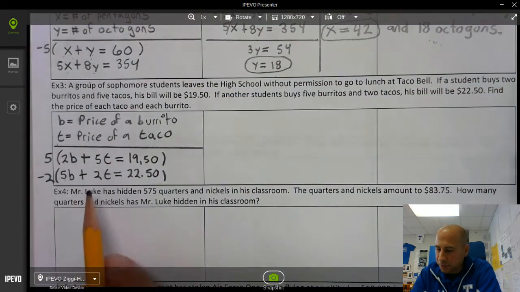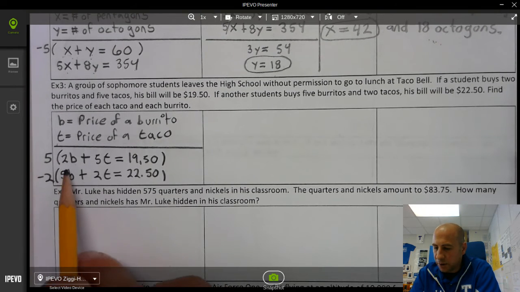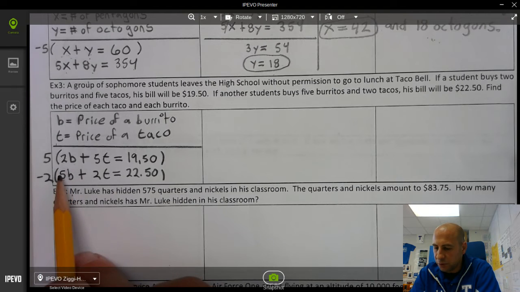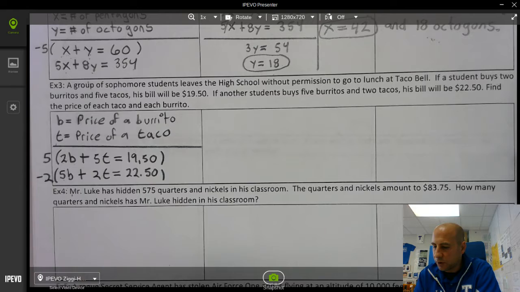Now, the reason why I'm using -2 is so that they'll cancel, okay? And that's the easy way to find what number to multiply. Just use these. So use 5 here, 2 here, and then that's an easy way to see what numbers. Because if you multiply these together, you get the same number.